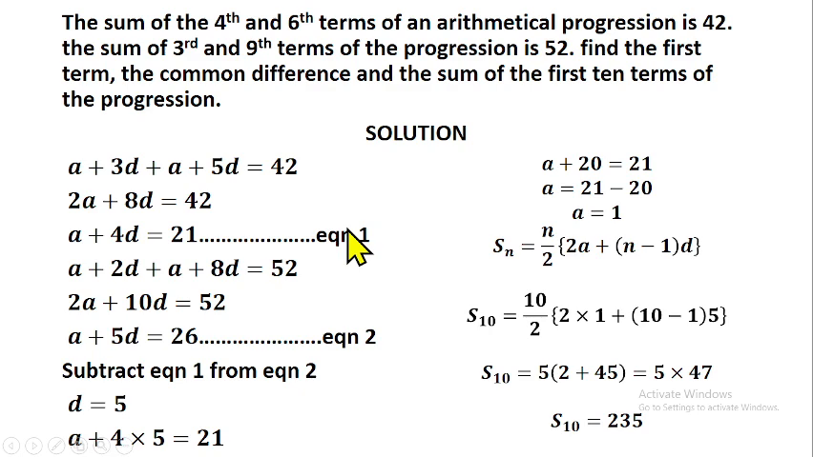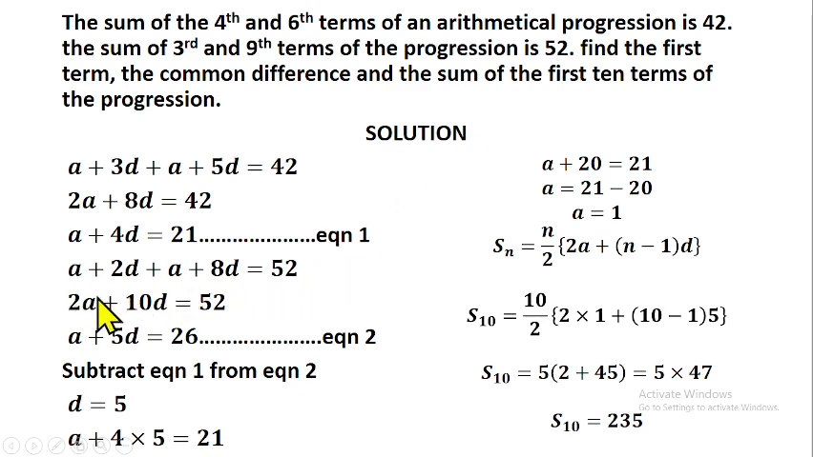Do we understand that? Let's continue. The sum of the third and the ninth terms of the progression is 52. Interesting. The same way you interpret this, you can also interpret this one as well. What is the third term of an AP? A plus 2D. Plus, what is the ninth term of an AP? A plus 8D is equal to 52.